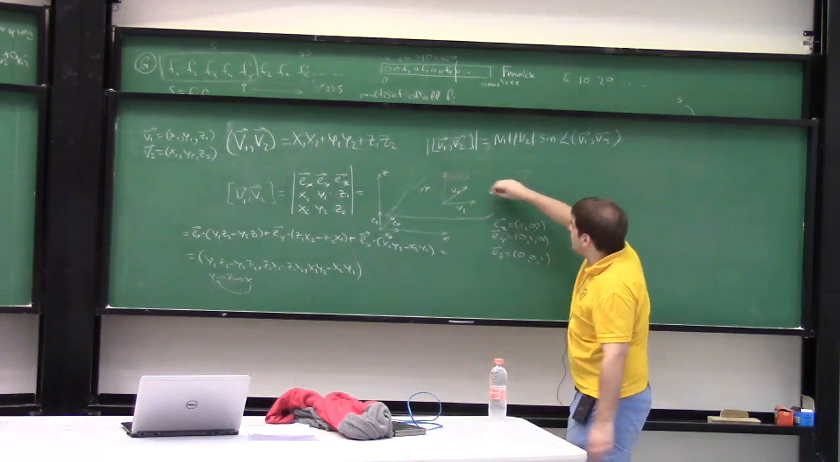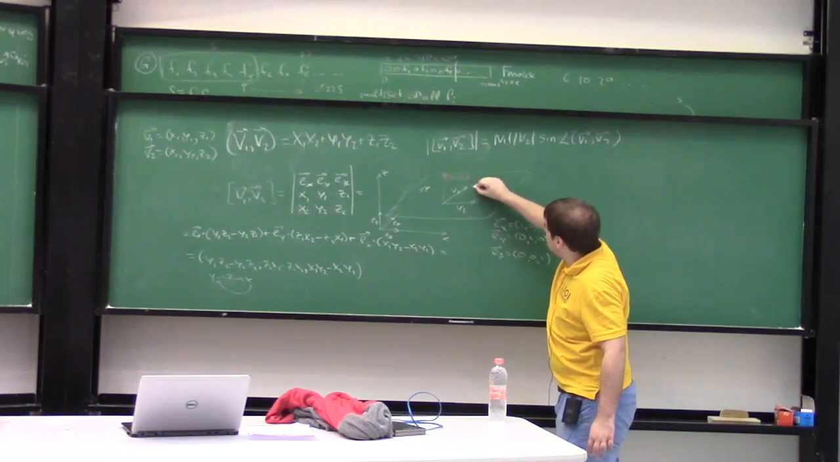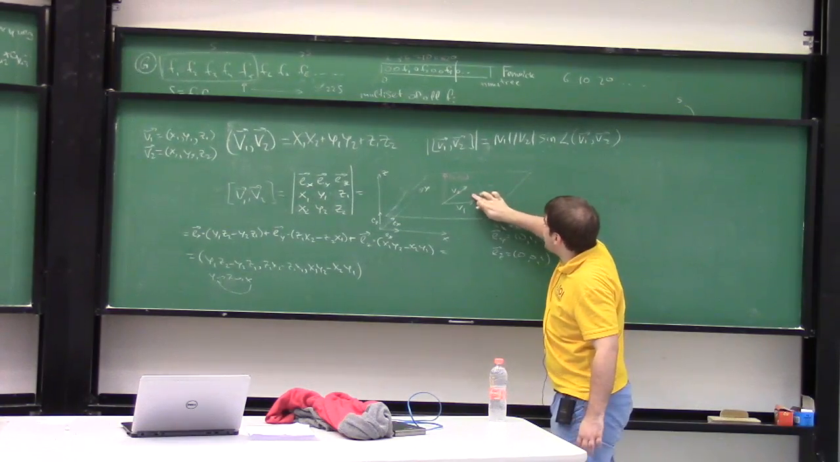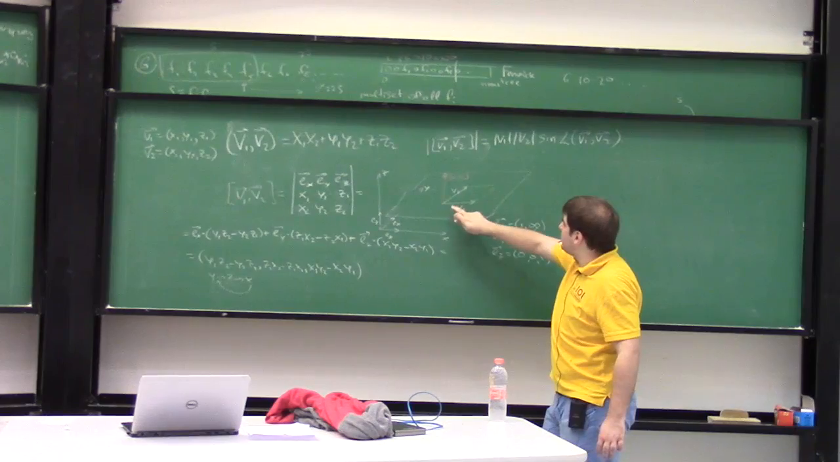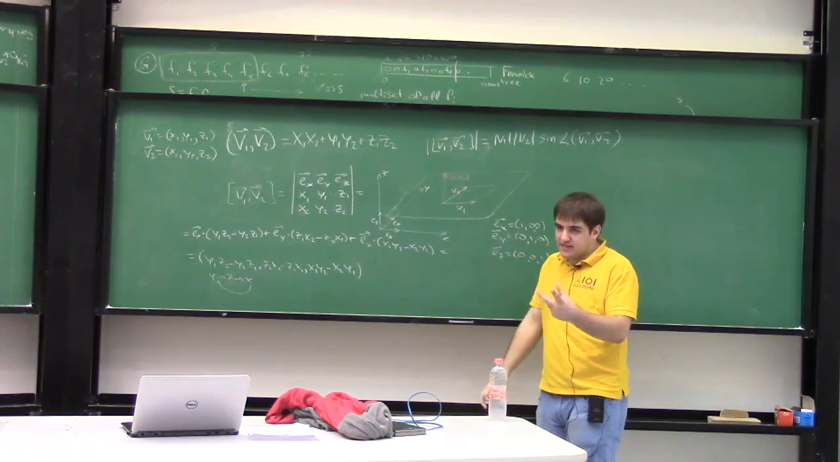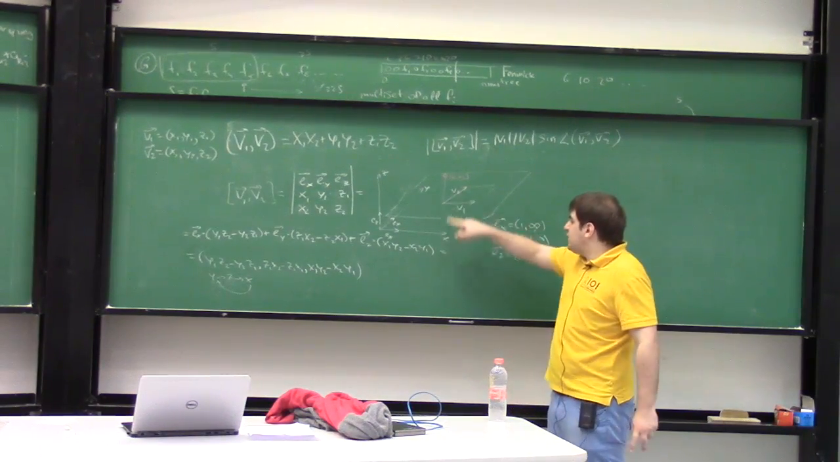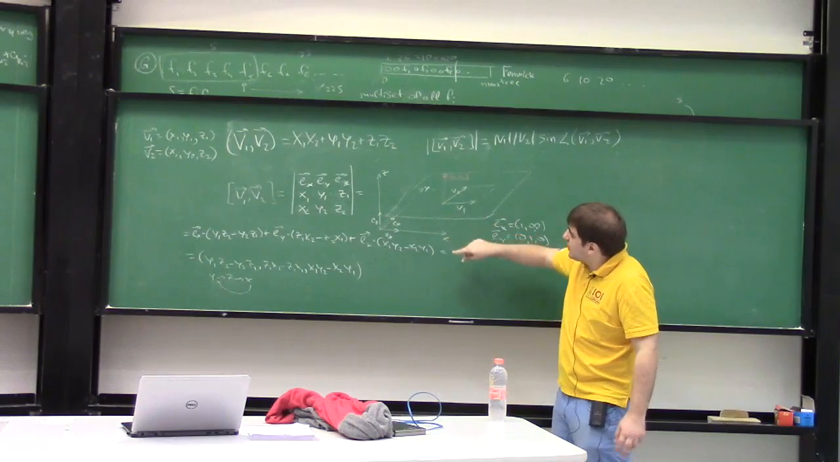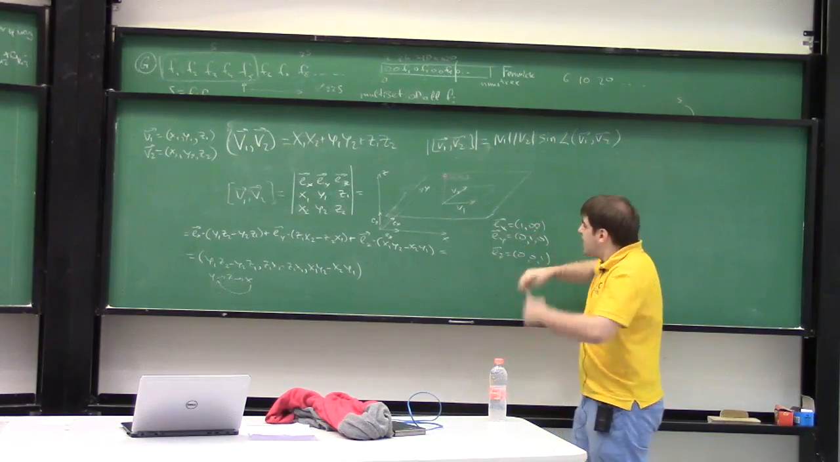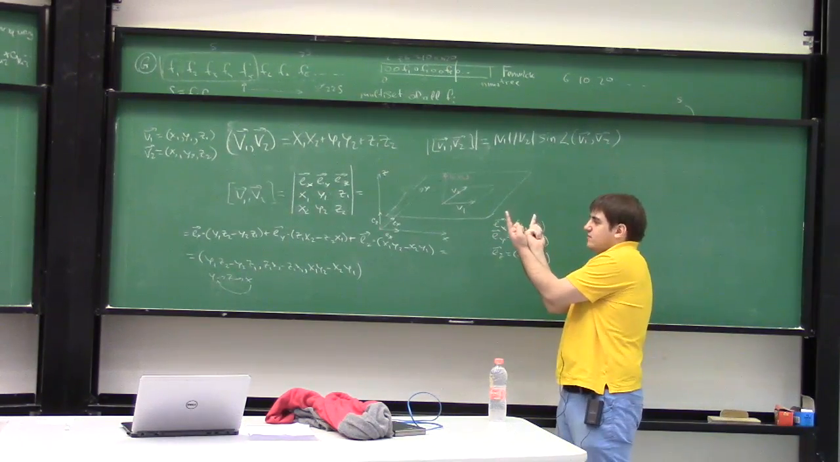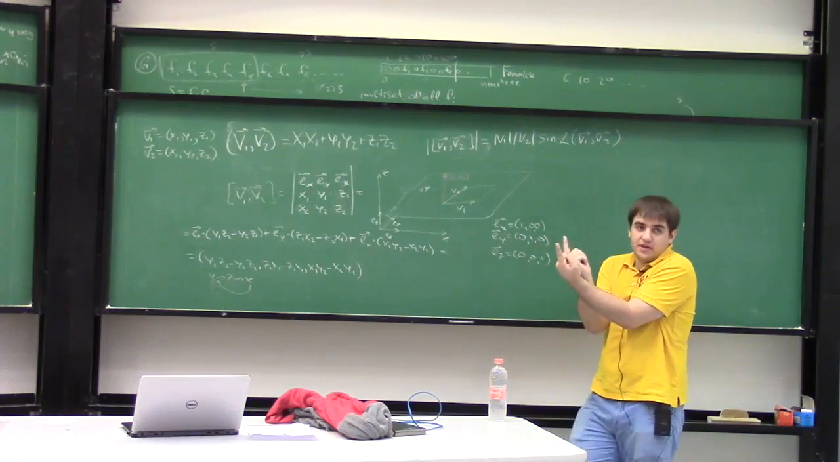Yes, it's twice the area of this triangle, or the same thing, it's the area of the parallelogram built by V1 and V2 in space. Note that V1 and V2, although I have drawn them as if they are in the XY plane, may have arbitrary direction.